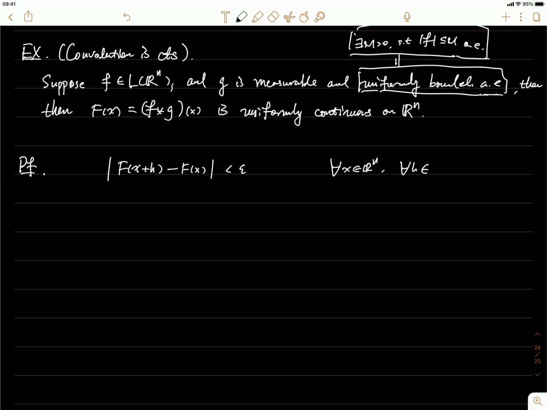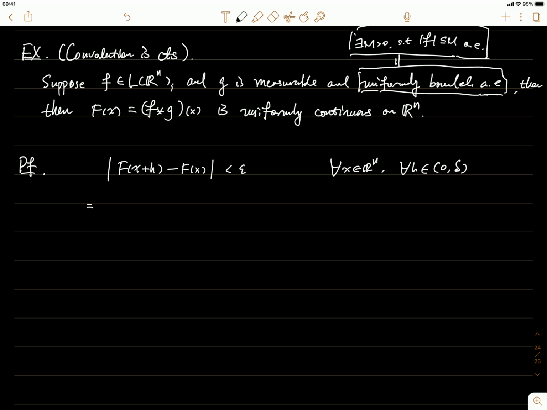For all x in R^n and all h sufficiently small usually means that h is between 0 and delta for some delta. So the full sentence is that for any epsilon, there exists some positive delta such that for any point x and any h less than delta, this one holds. Right, that's the uniform continuity. So we want to reach that. And now let's see what we can get.